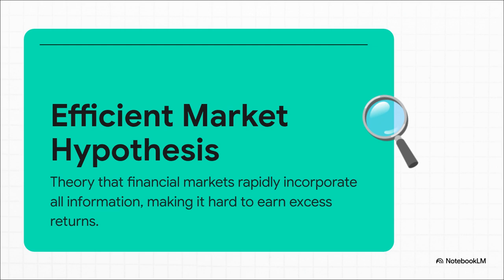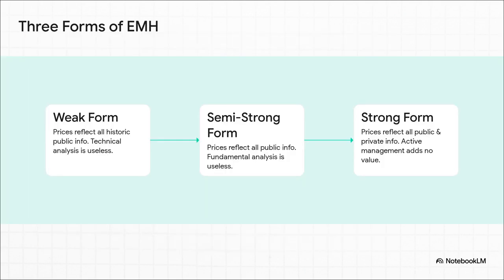It suggests that no amount of analysis, no matter how sophisticated, can give you a consistent edge. The only way an investor can expect to earn higher returns is by taking on a proportionally higher level of risk. This hypothesis actually comes in 3 distinct forms, each one building on the last.